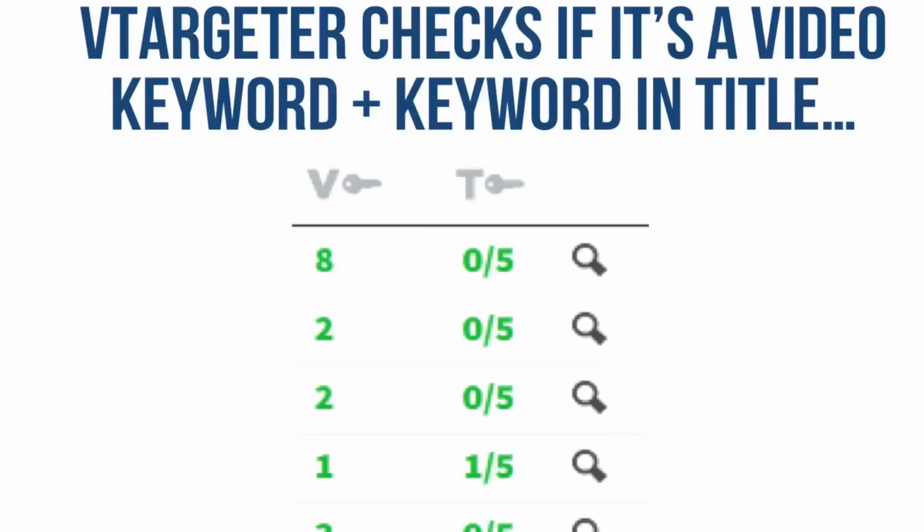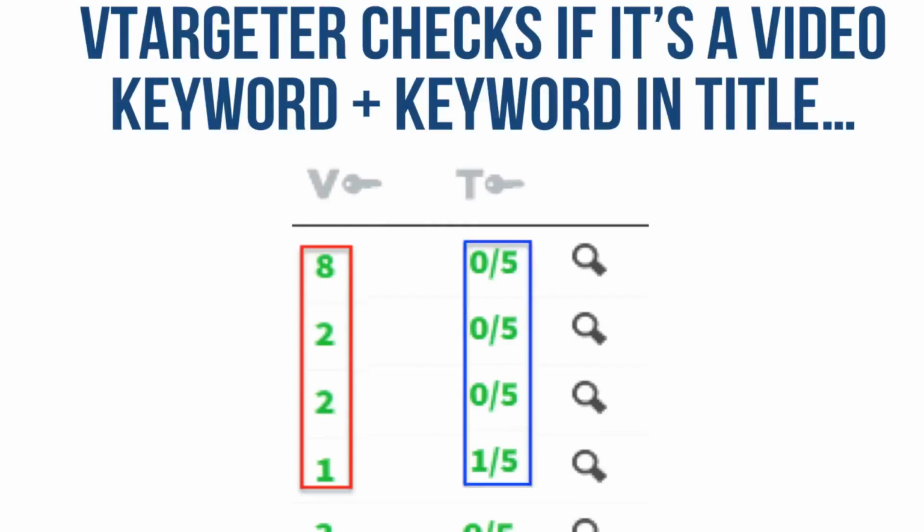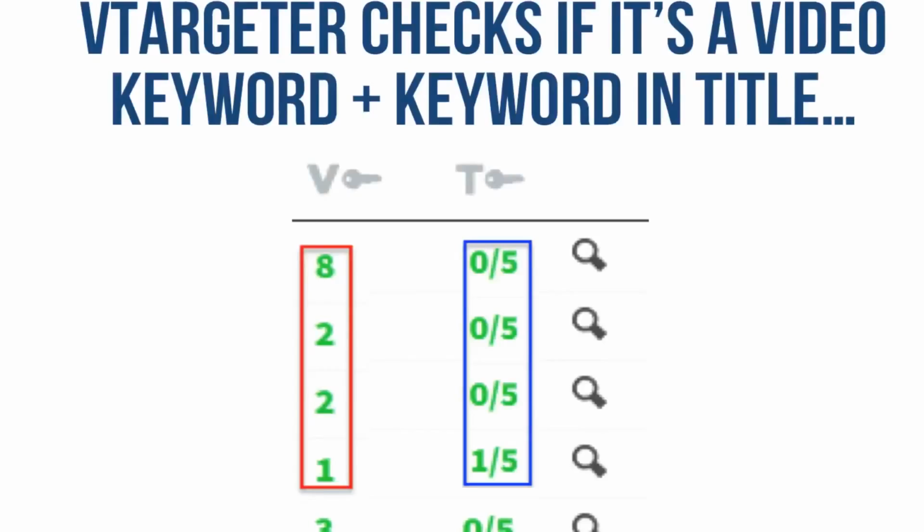VTargeter then checks if each keyword is a video keyword on Google, which is also very important. It's that double whammy of traffic we've been talking about over the past couple of videos. And then VTargeter looks at the on-page optimization and displays how many of the top 5 ranked videos include the target keyword in the title. As we mentioned earlier, your video title is a critical ranking factor to determining how high you're going to rank on Google for your target key phrase.